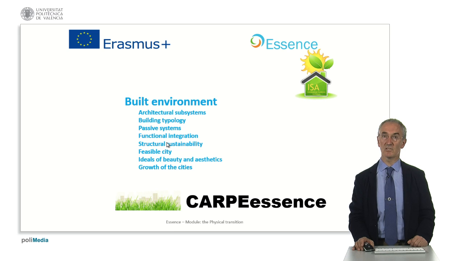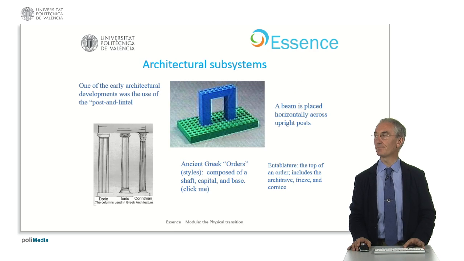The structural sustainability will be considered independently because it's a very difficult constraint which has to meet different rules which should be considered individually in order to perform a feasible city that integrates the ideals of beauty, aesthetics, architecture in one word, and provide the basis for the growth of future smart sustainable cities. Let's go into the details.